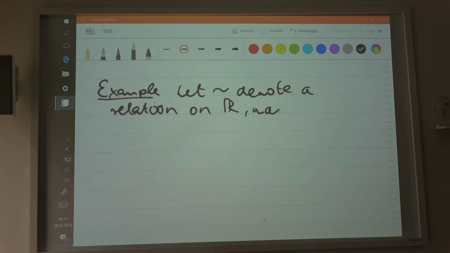And I define the relation as follows. Two elements have a relation, which means the two elements relate to each other, if and only if the difference of the two elements is rational. So two elements relate to each other if the difference of the elements is rational.